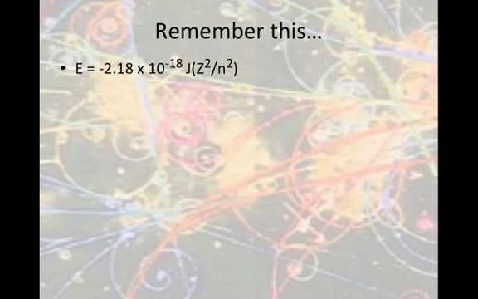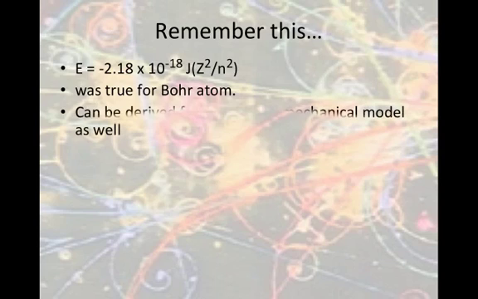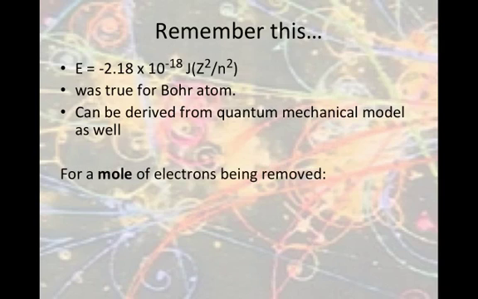Okay, so let's look more closely at the Rydberg equation. Here's what I want you to see. Since we said this was true for the Bohr atom, then we want to know when it applies and when it doesn't. But the Rydberg equation can also be derived from the quantum mechanical model. And so we can use this amount of energy to predict, for any atom and any electron and any energy level, approximately how much energy it will take to remove that electron.